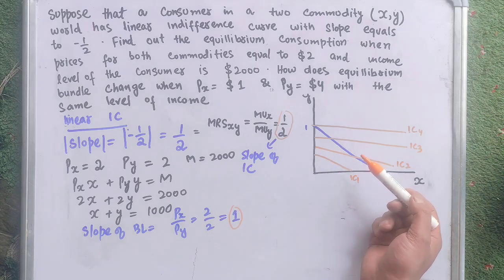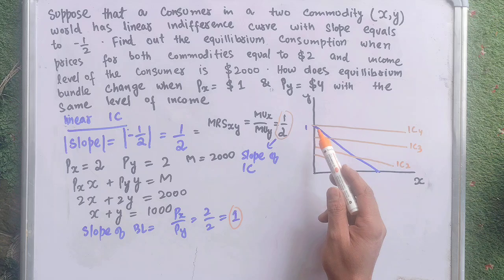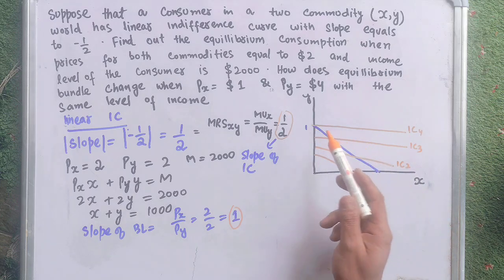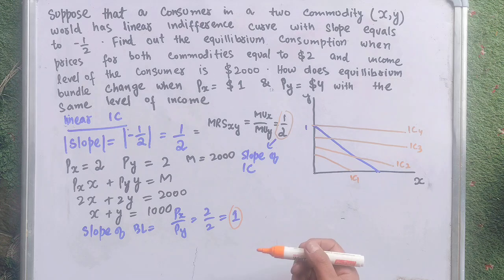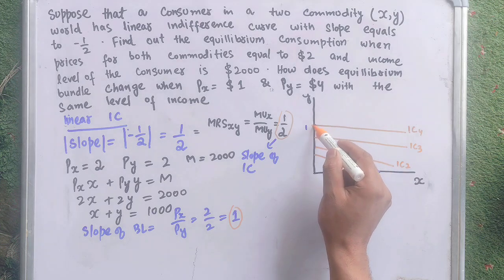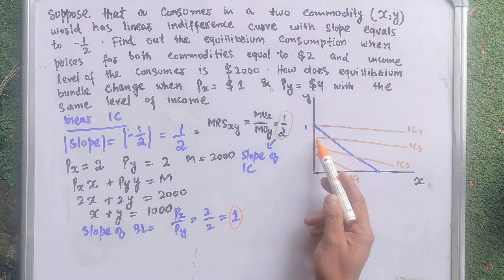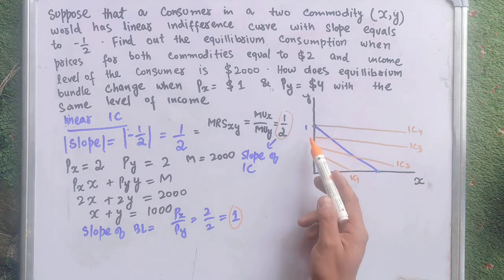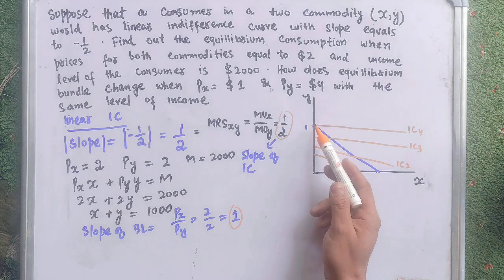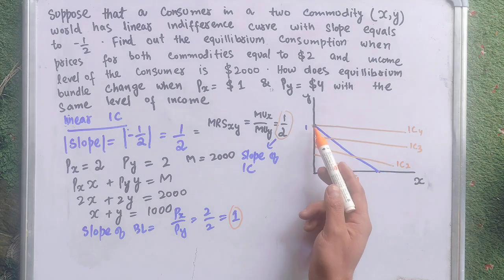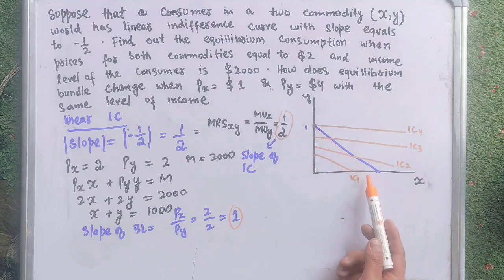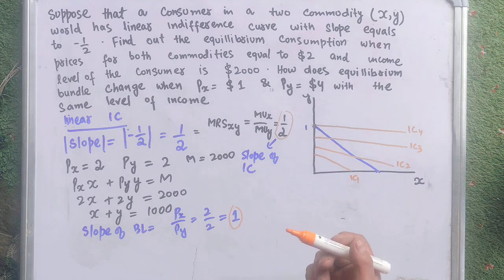So the optimal solution will lie at a point where the indifference curve and the budget line intersect with each other at one point. So here they intersect, here they cross each other. They will not give us the optimal point. The optimal point will be at a point where the indifference curve and the budget line touch each other.